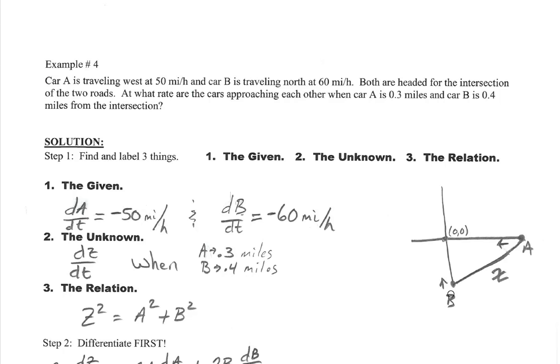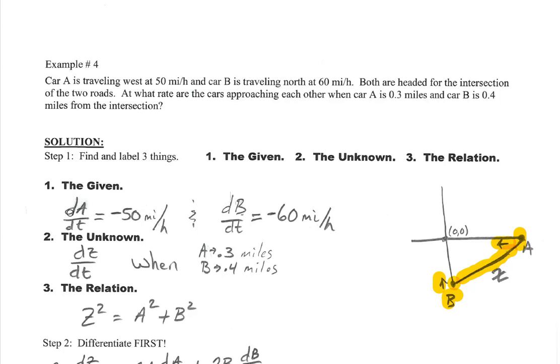Here is the crossroads, and the intersection where they meet is this intersection, 0,0. So car A is heading west at 50 miles an hour. Car B is heading north at 60 miles an hour. This forms a right triangle with the hypotenuse between them, I'm calling Z. So this is side A, one of the legs. This is side B, one of the legs. And the distance in between them I'm going to call side Z.